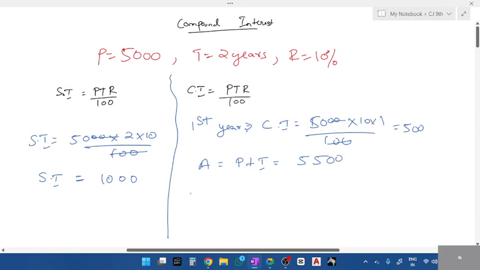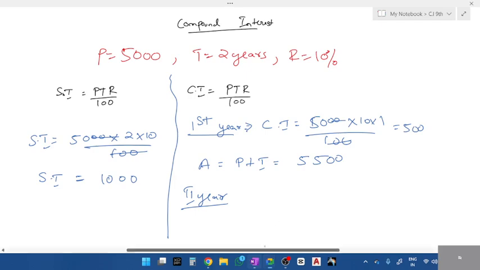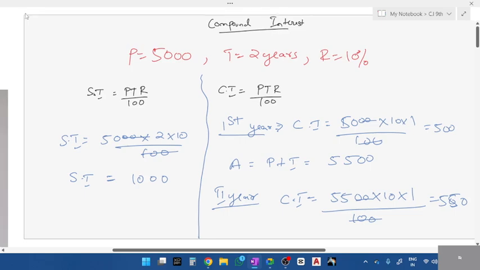5,500. This will be the principal for which year? For the second year. Principal for the second year. For the second year, compound interest is equal to 5,500 into 10 divided by 100. Is it 550? You got 550, right? See, some questions you might get like this, students.